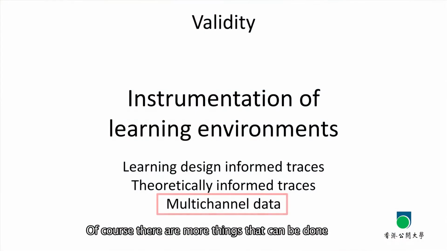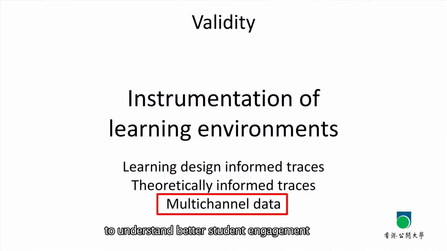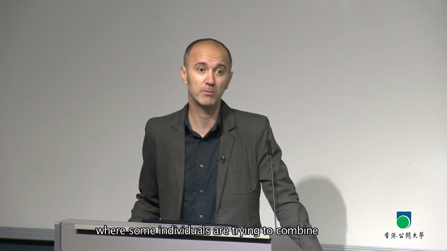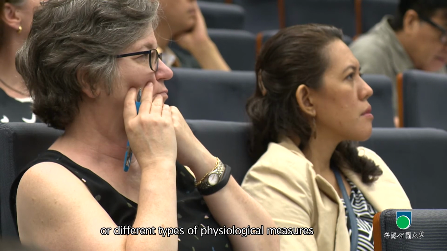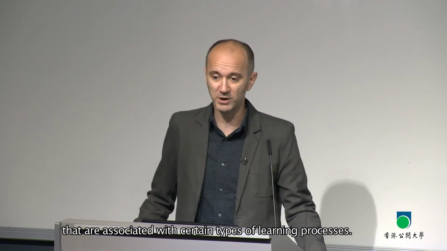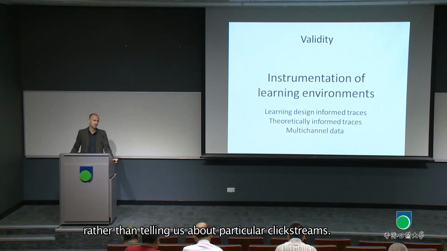Of course, there are more things that can be done to better understand student engagement and the ways we understand certain learning processes. There's something called multi-channel or multimodal learning analytics, where some individuals are trying to combine digital traces of learning with, for example, think-aloud protocols or facial recognition or different types of physiological measures that measure, for example, electrodermal activity and so on, and different types of physiological arousal that are associated with certain types of learning processes. These are highly promising because in the long term, that can actually help us to create much better quality digital traces that are telling us about particular types of learning processes rather than about particular click streams.